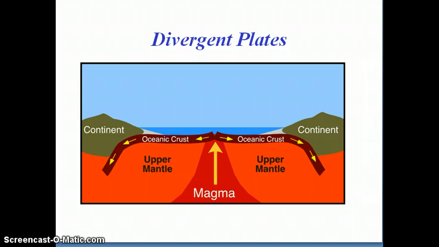The second type of plate movement is divergent plates, and this is where magma is upwelling, creating convection currents on either side of this crack or this upwelling. A great example of this is the mid-oceanic ridge. So you get rifts, you get stretching and thinning of the crust, and volcanic activity along that area.